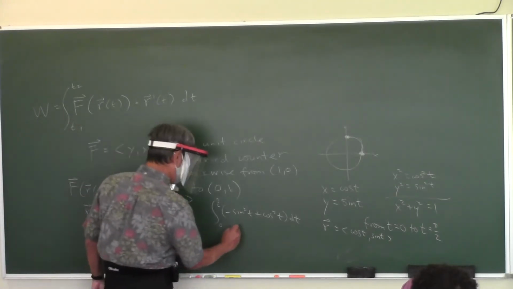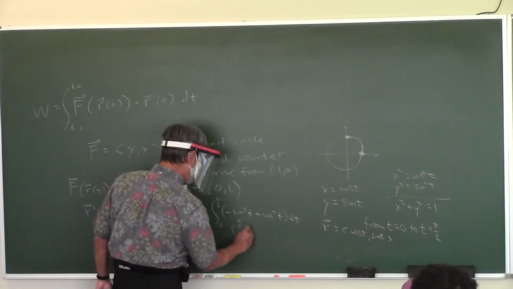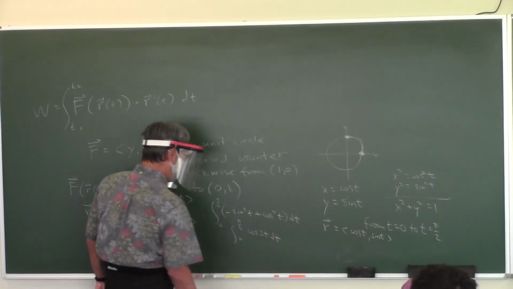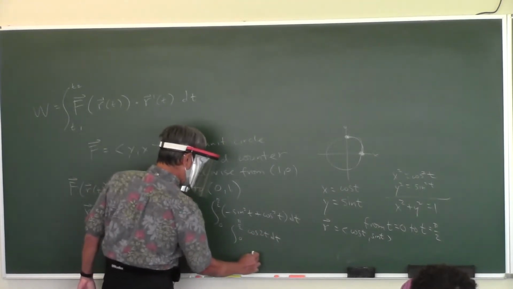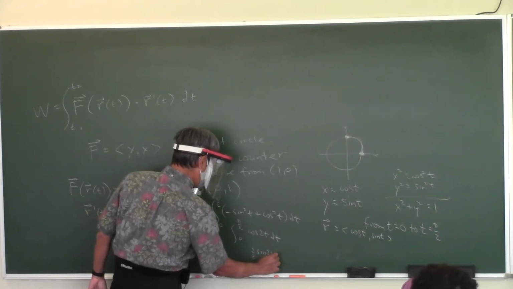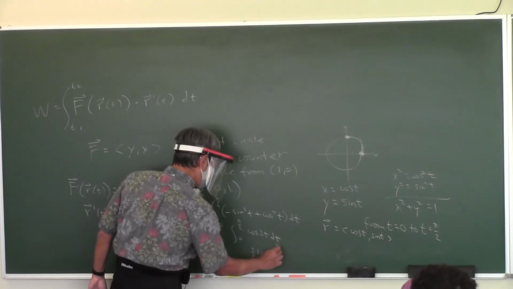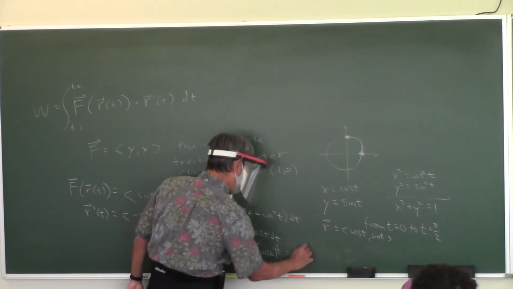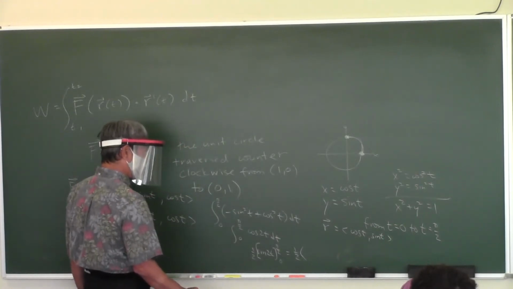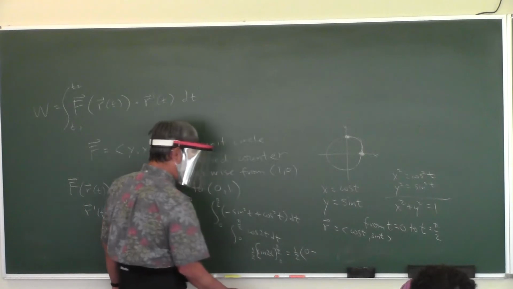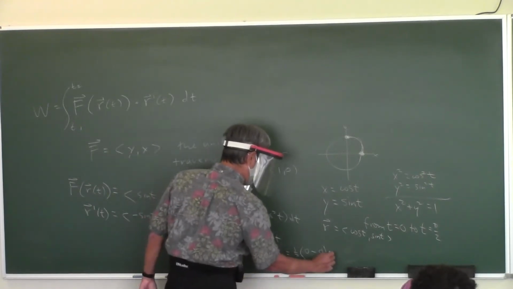Cosine 2t. So integral 0 to pi over 2 cosine 2t dt. Antiderivative? 1/2 sine 2t from 0 to pi over 2. Factor out the constant, so you get 1/2. Plug in the top number: sine of pi, 0. Plug in the bottom number: 0. All that work for 0?